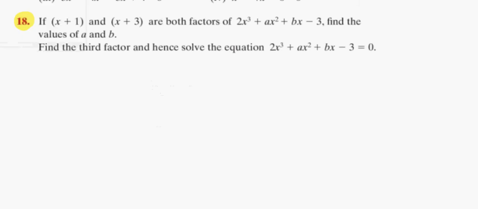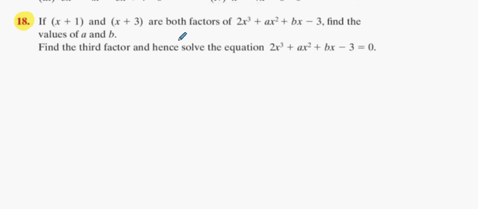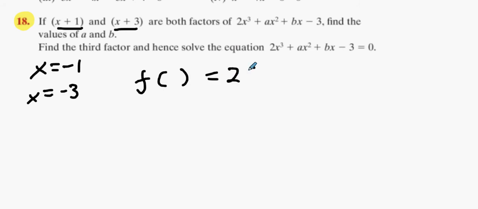Now, essentially, if I was to break down this question here, we're not going to do long division, are we? Long division will not be our friend here. So, we're going to say x equals minus 1 is one root, because x plus 1 is a factor. And then x equals minus 3 is the other root. Everybody cool with that? We're then going to say f of x, or f of blank, is 2 times blank cubed, plus a times blank squared, plus bx minus 3.